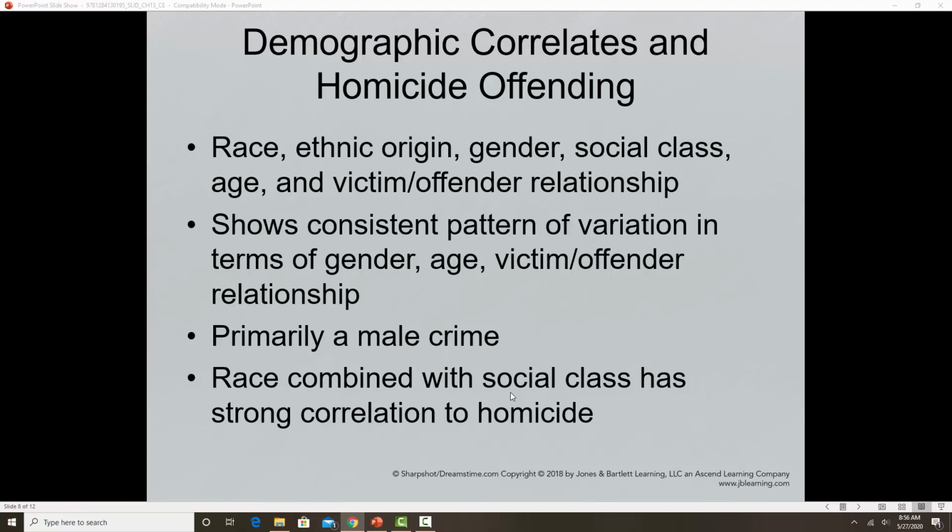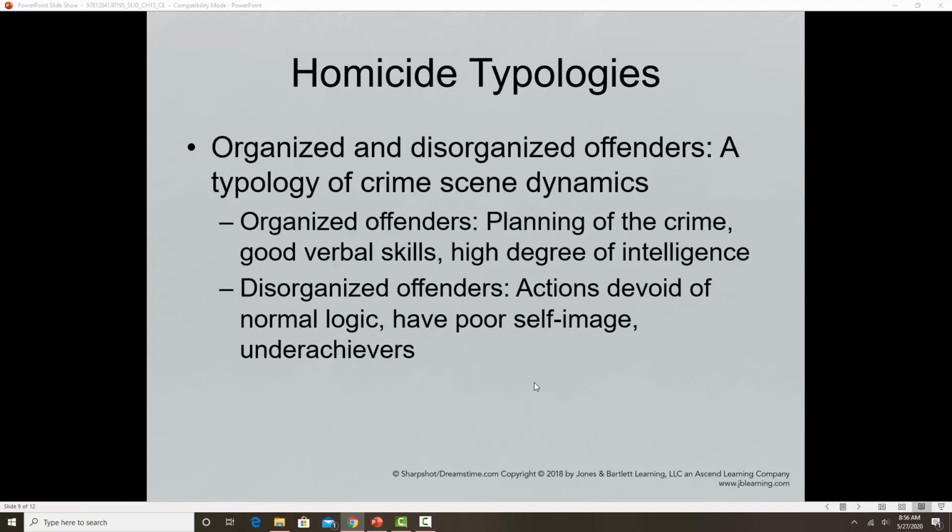Females are arrested for homicide statistically much lower than males. And again, the vast majority of offenders are white males, and it's a young category of crime as well. Now, when it comes to homicide typologies, there are a lot of different typologies out there. The FBI has a lot of interesting typologies that have been created with the behavioral science unit.